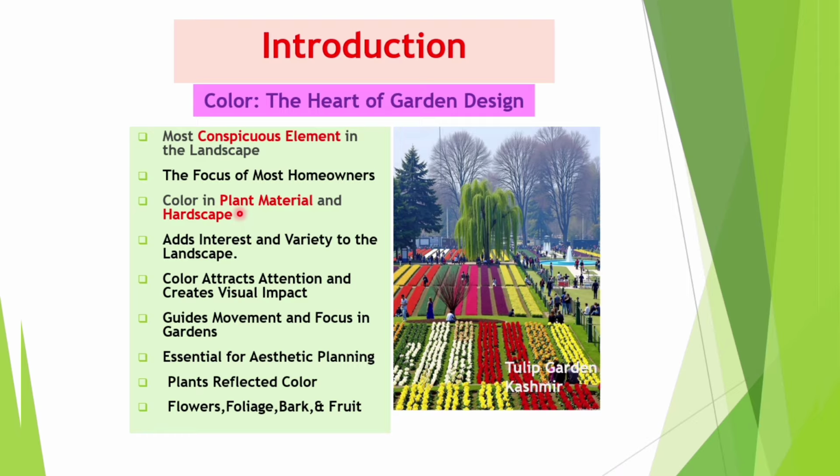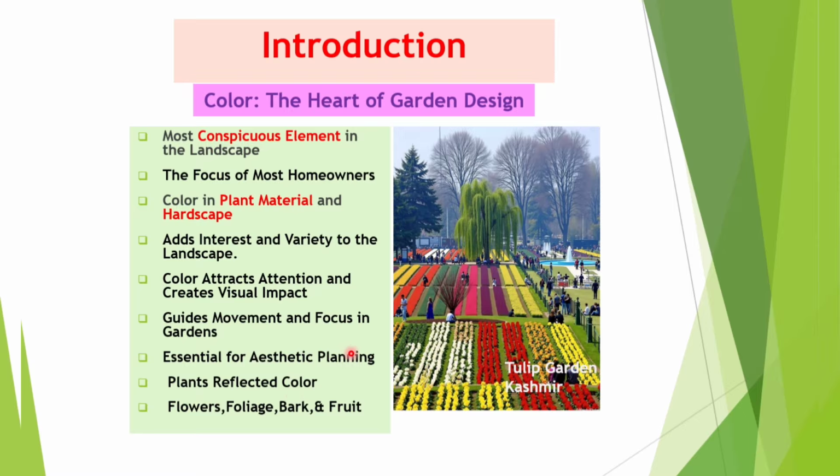Especially in landscape, we have softscape, that's the plant material, and the hardscape, which is the other structures like tiles and physical structures. Basically, both the softscape and the hardscape are responsible for creating an important element: they guide the movement and focus in the garden. Plants, especially through their flowers, foliage, bark and fruit, reflect the color, and color is essential for the aesthetic planning.